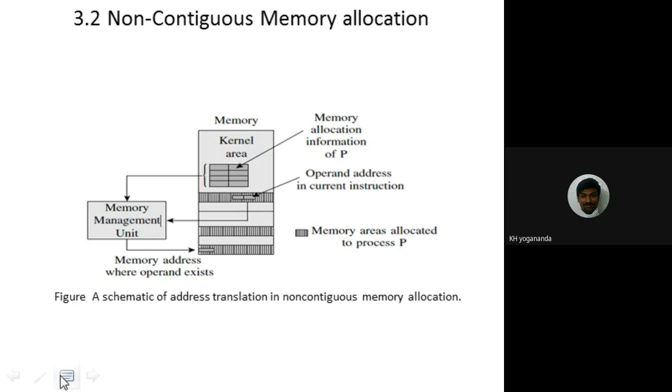This is a schematic view of address translation in non-contiguous memory allocation. You can see there is a kernel area and the free memory areas. Some operand addresses are mentioned. The striped areas are the memory areas allocated to process B. The kernel area consists of the memory management unit, MMU.